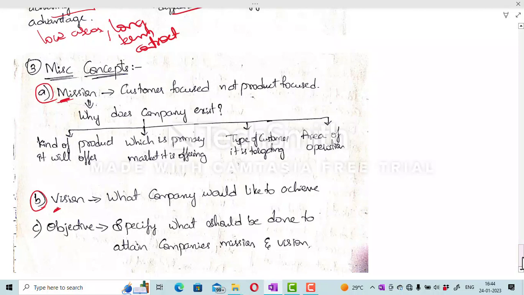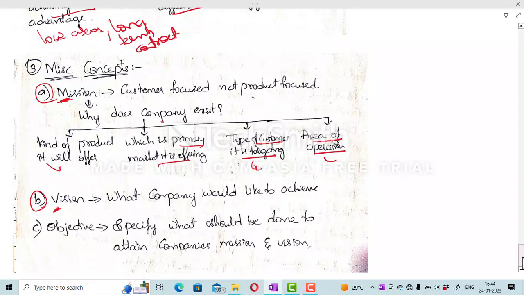In mission, the customer is focused more than the products. It always wants to answer why the company exists now, and what it is doing now. We need to answer the kind of product it will offer, the primary market it is going to serve, the type of customers it is targeting, or the area of operation, the geographical area.